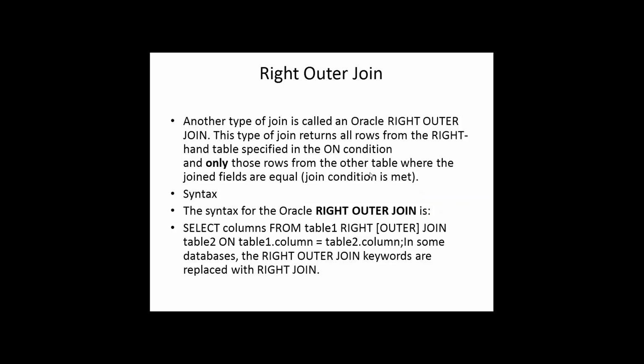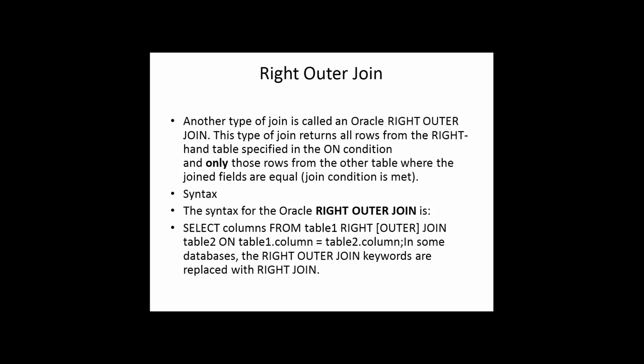Okay, the right outer join is the second most important join type. Basically, if you have tables and you want to get all the records from one table and display only the matching records from the other table. When you join two tables, whenever there are matching records, only those records will be displayed.